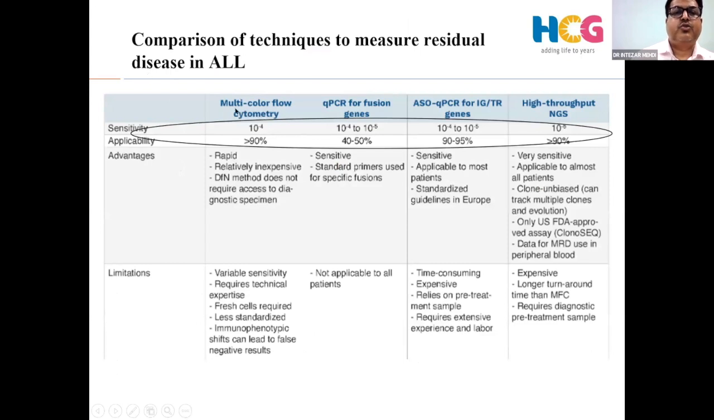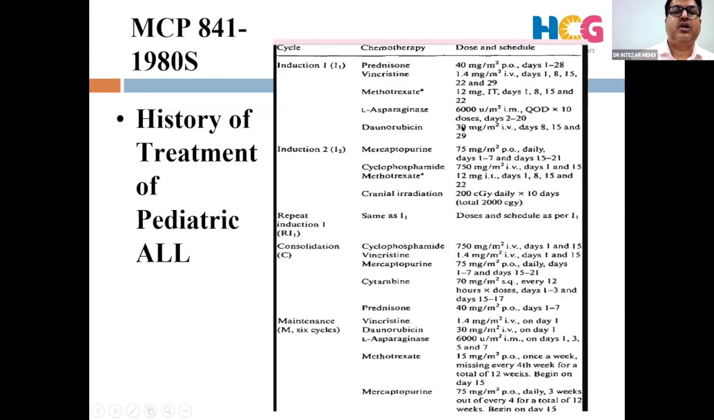So for now, most of us are doing multicolor flow cytometry based on this. qPCR for fusion has less applicability, but qPCR for IGTR genes, some centers are doing in future, I think. Now, what about the history of treatment?